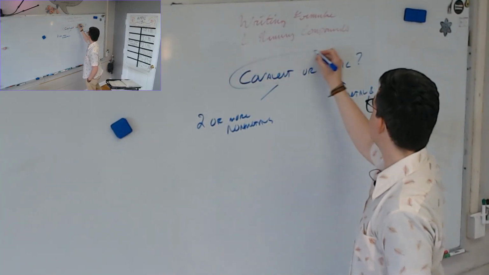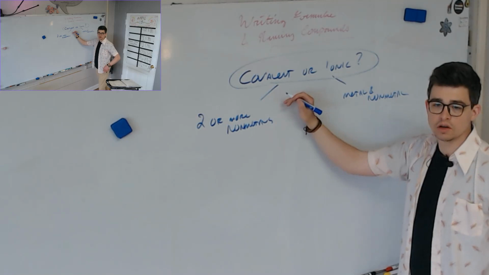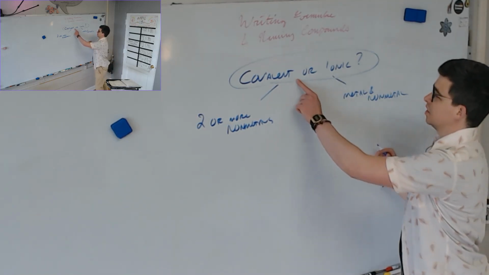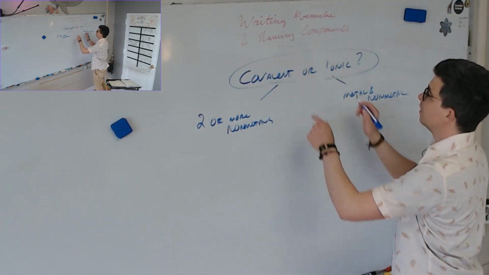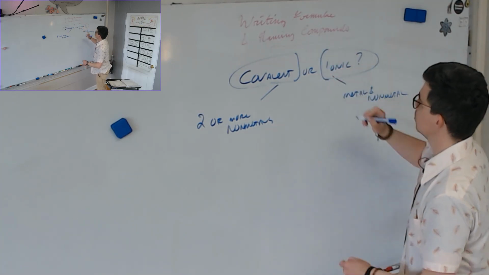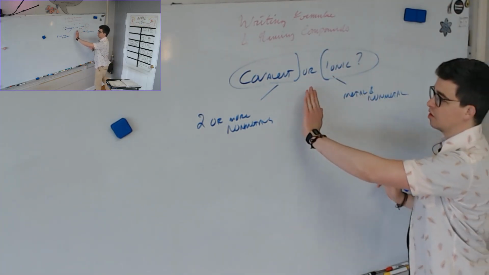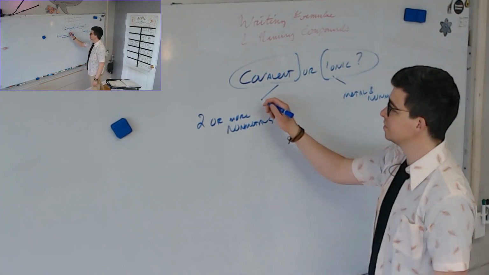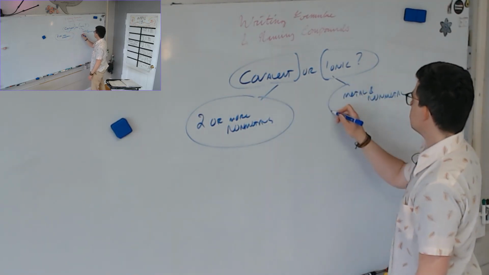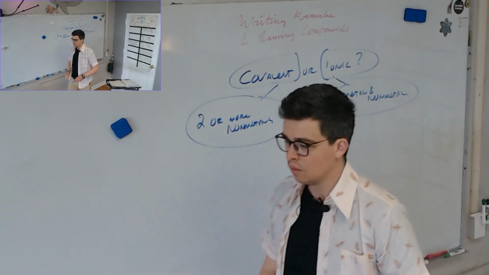Okay, so first we see, is it covalent or ionic? Let's put these in different bubbles. Covalent or ionic? If it's covalent, you'll find two or more nonmetals. If it's ionic, it'll be a metal and nonmetal. What do you use to find that out?